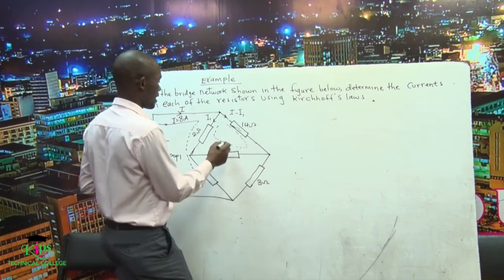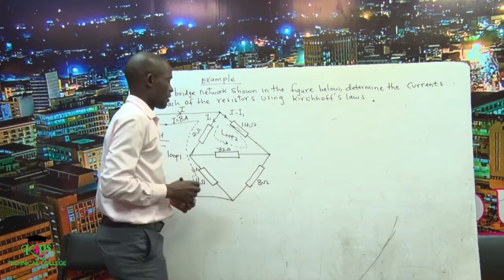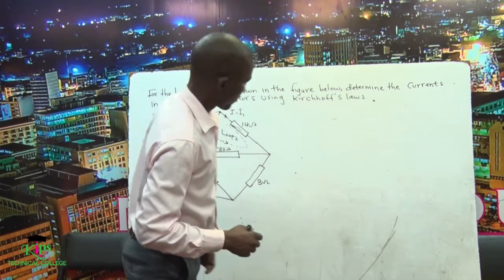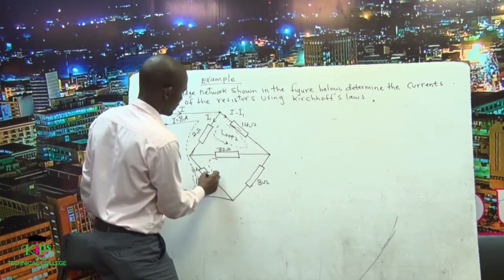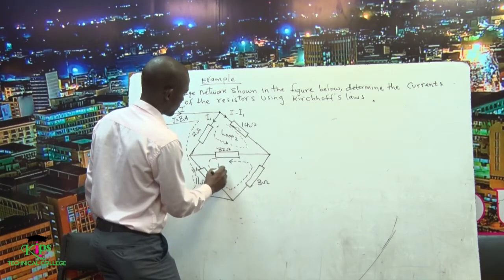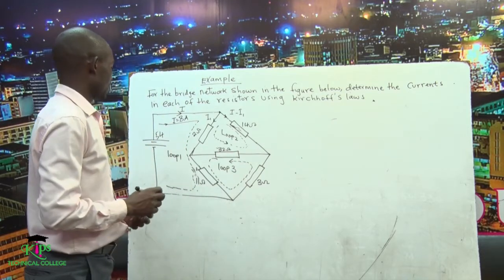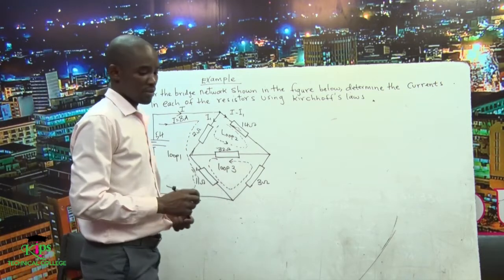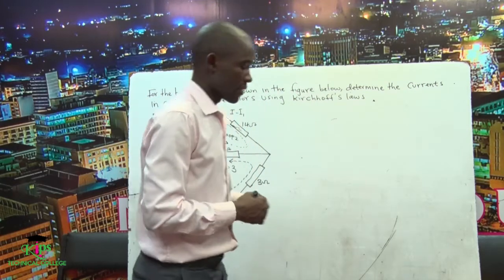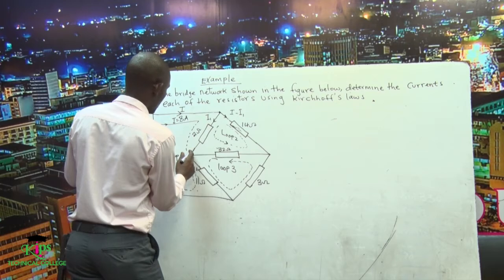Then this one now becomes our loop 2. We also have our third loop. Our third loop will be this one. That is our third loop. And the next thing that you need to know is we need to label the currents that are flowing in this branch. We can also say if this is our I1, this one is our I2.